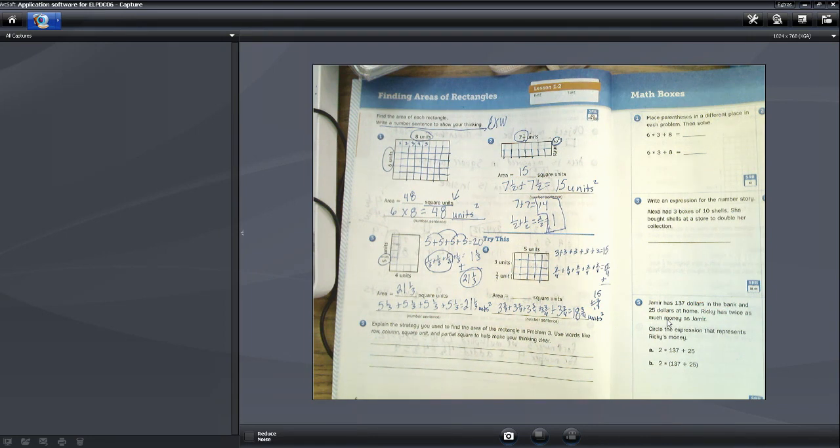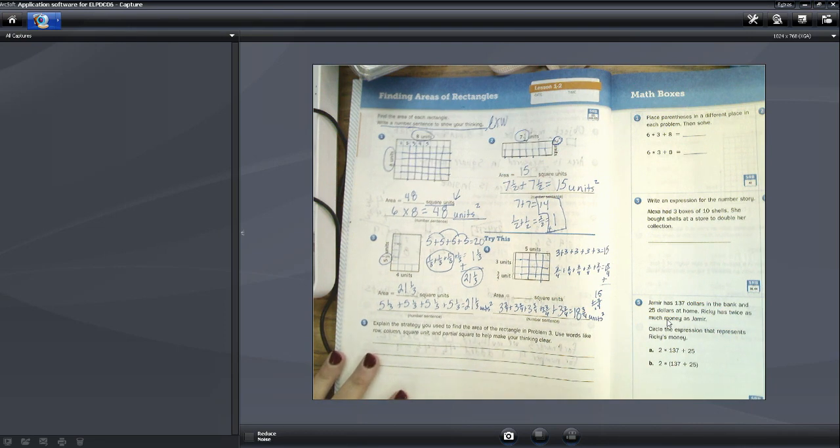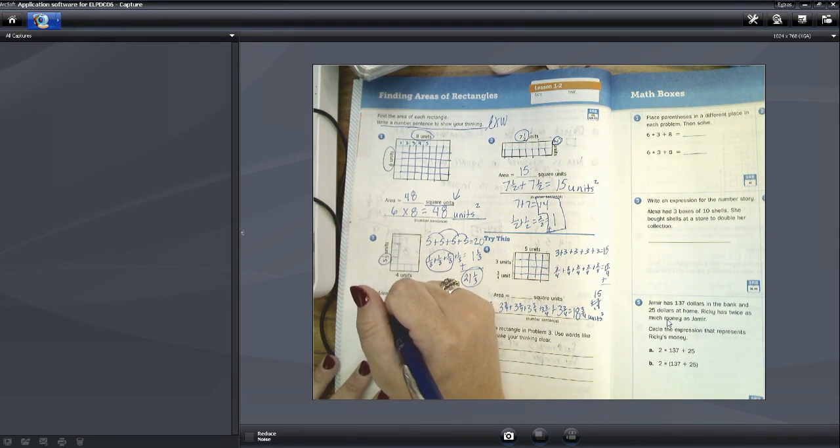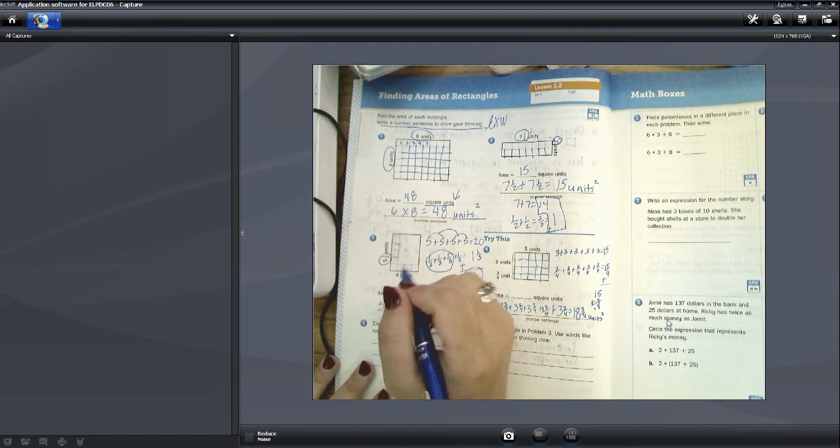Okay. Now for number 5, explain the strategy that you use to find the area of the rectangle in problem 3. Use words like row, column, square, unit, partial square to help you make your thinking clear. That means pretend like you're explaining this to somebody that didn't see the problem. Okay? You need to use these words to help them understand what you did. So, if it were me, this is what I would write. I'm doing this as a sample today to show you what I expect. What I want you to do is copy down what I'm writing and use this to help you next time, okay?